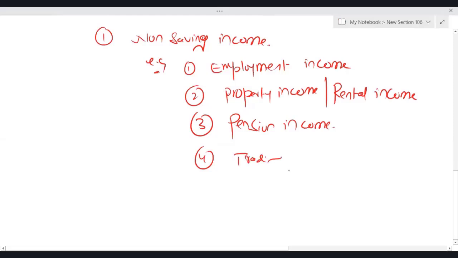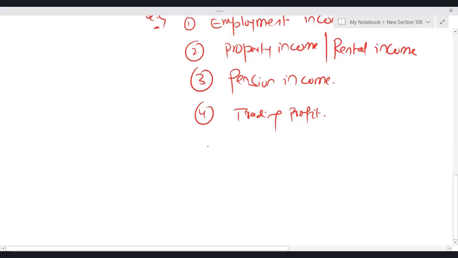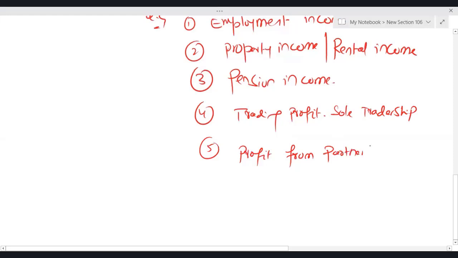Let's say sole tradership, trading profit. There's a possibility that the individual is a sole trader, so the trading profit from the sole tradership counts. There's also a possibility that the individual is a partner in a partnership firm. If the individual is a partner in a partnership business, then the profit which relates to that individual is also one of the examples of non-saving income. So one source of income is non-saving income. Another is trading profit from sole tradership and profit from partnership. They all fall in non-saving income.